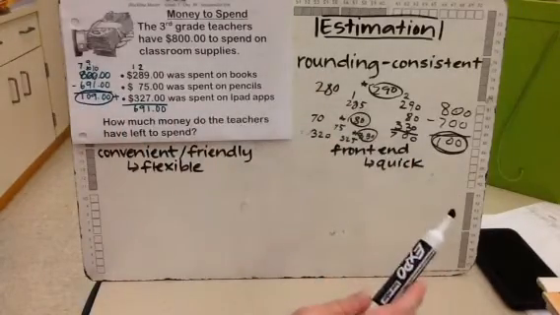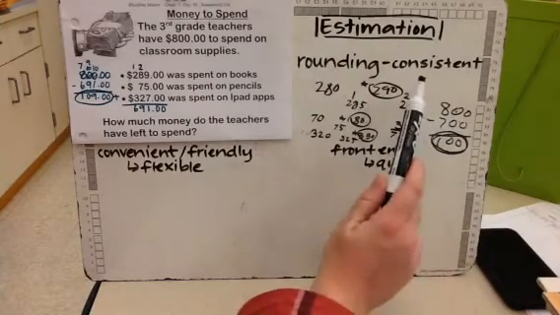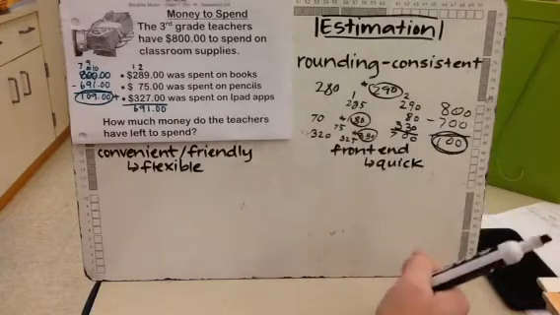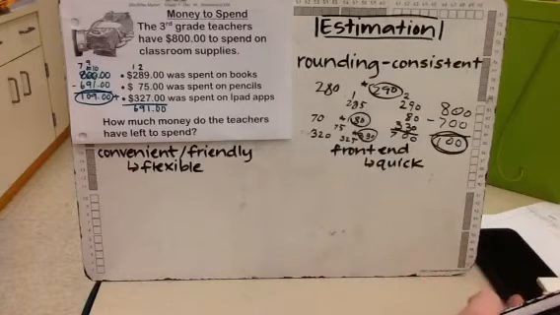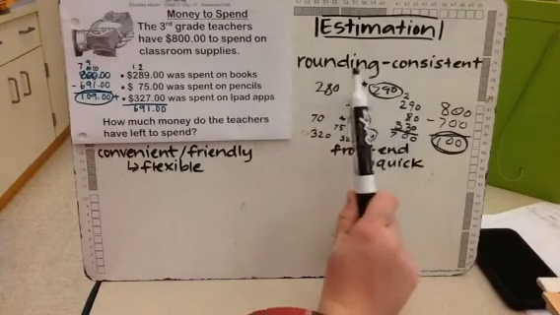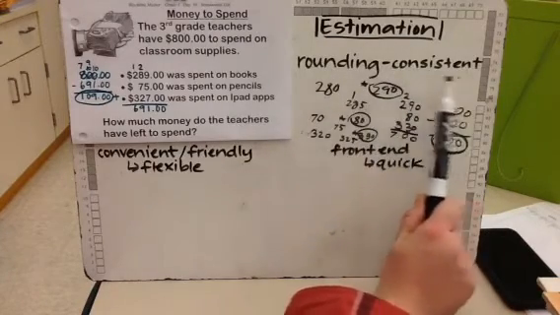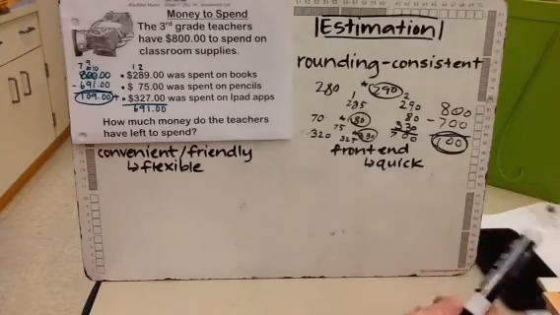One great reason to use rounding for your estimation strategy is it's consistent. There are specific rules for rounding, so my estimate is going to be the exact same as someone else's if they use the rounding steps. So that's one positive to the rounding strategy, it's very consistent between my estimate and your estimate. They're going to be the same.